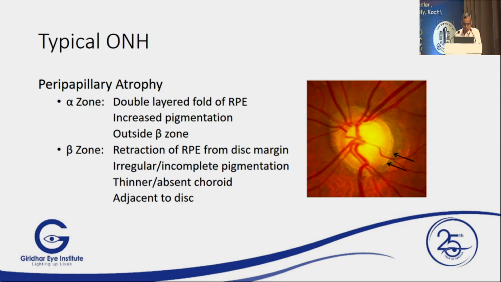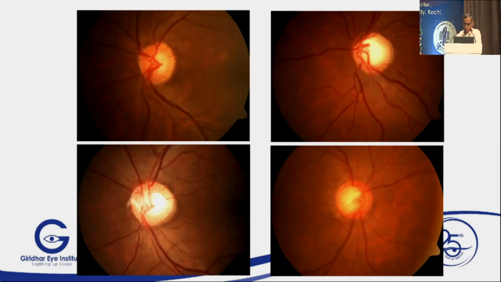Coming to atrophic zones around the disc, the alpha zone is a double layered fold of RPE, and because it's double layered, you have increased pigmentation on that side. If the beta zone is present, the alpha zone is usually present outside the beta zone. The beta zone itself is a retraction of the RPE from the disc margin. Because RPE is retracted, that area appears to have incomplete or irregular pigmentation. It is also associated with absent or thinner choroid, and hence the disc is also more likely to have glaucoma. So these are various photos of the peripapillary atrophic regions.